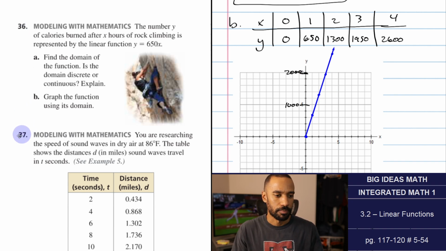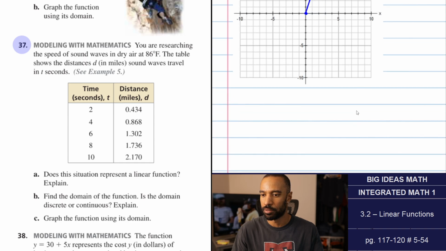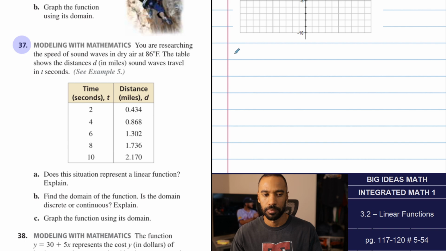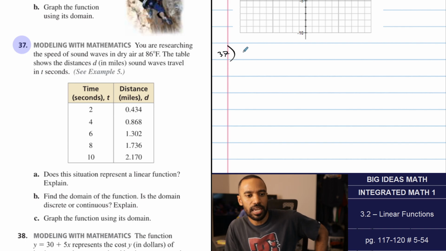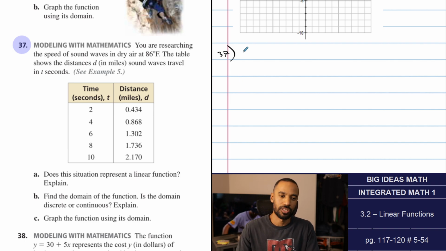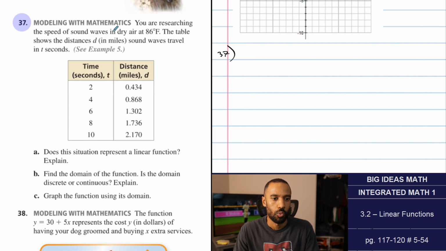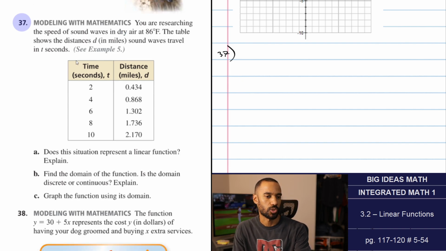Number 37, modeling with mathematics. You are researching the speed of sound waves in dry air at 86 degrees Fahrenheit. The table shows the distances d in miles sound waves travel in t seconds. So you see this table. I'm going to copy and paste it so I can mark this up a little better with my stylus.